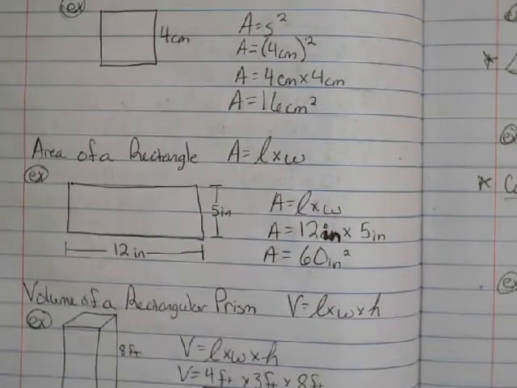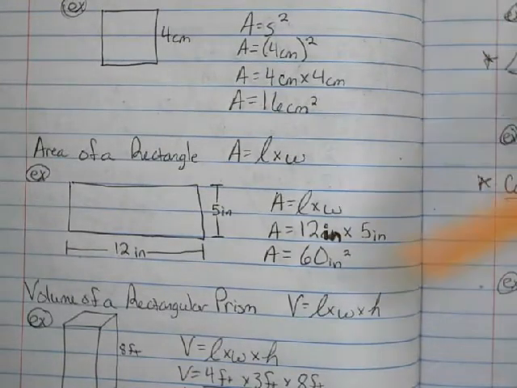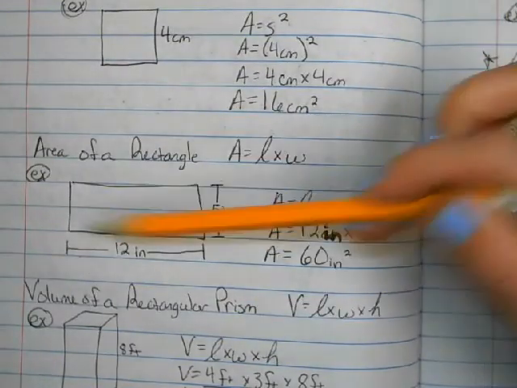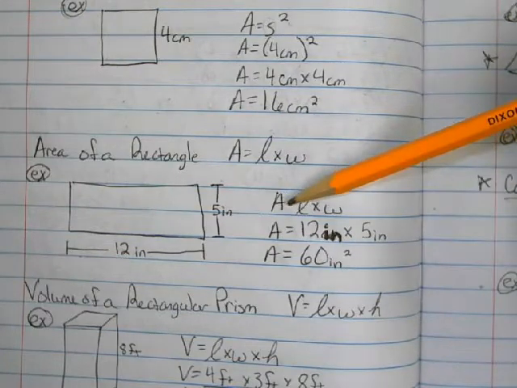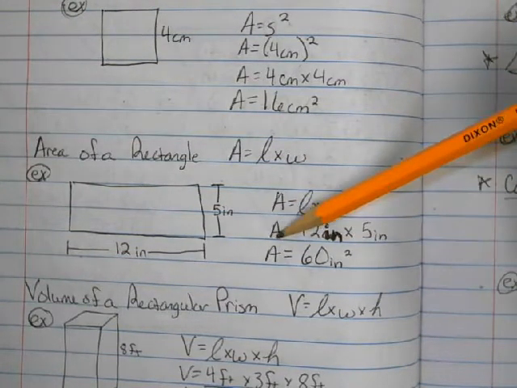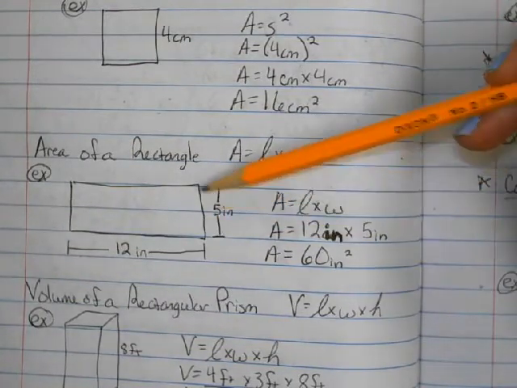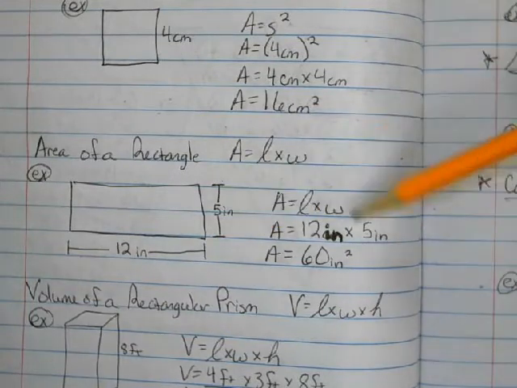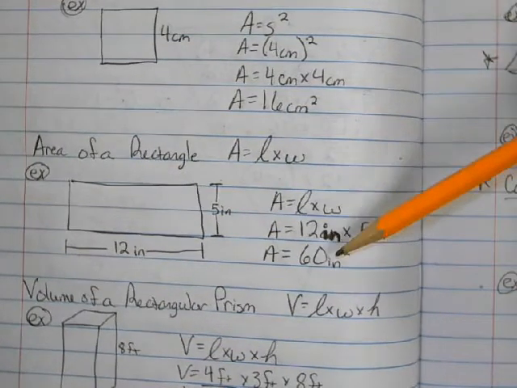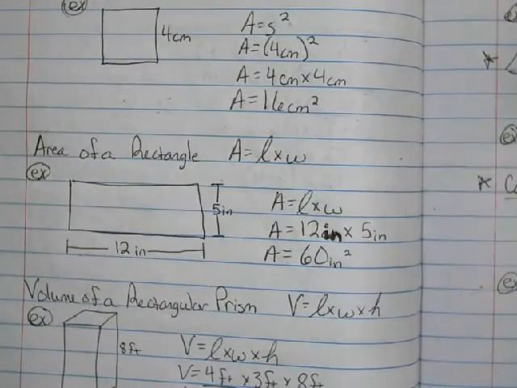Down below, we have the area of a rectangle. The formula is length times width. So if given this rectangle, a 12 by 5, we'd write the formula, area equals length times width. So the area then, my length is my 12, so that's 12 inches, times my width, which is 5 inches, so that's 12 times 5. 12 times 5 is 60. Inches times inches is inches squared.